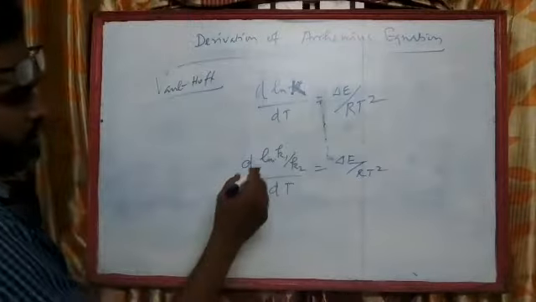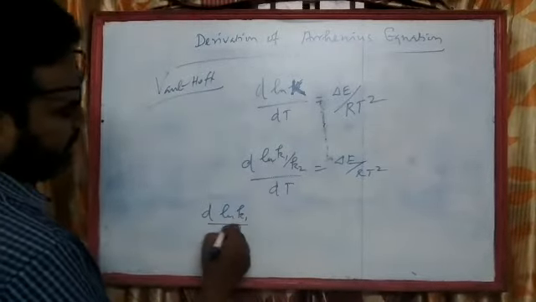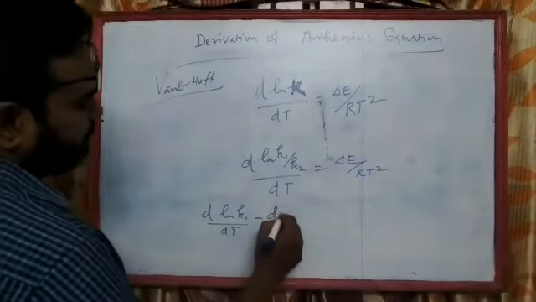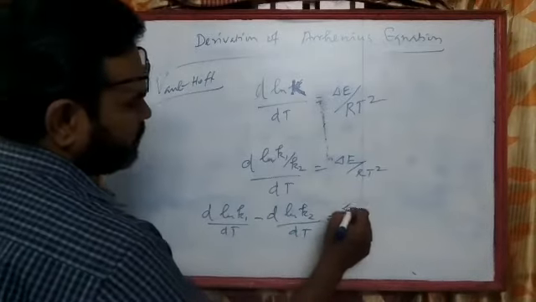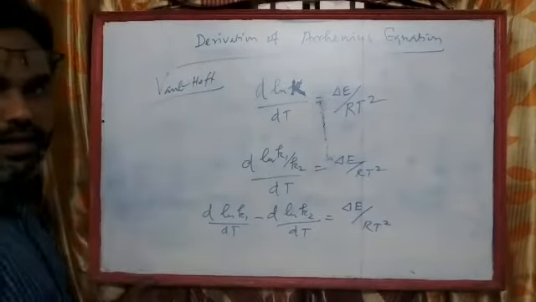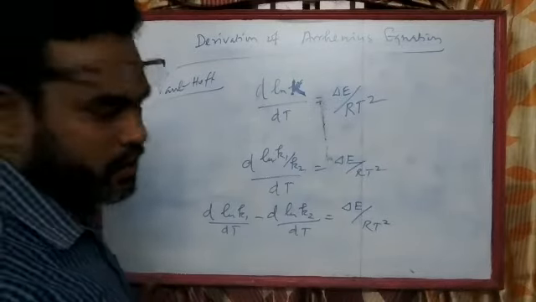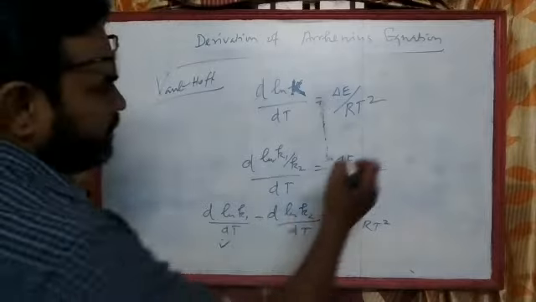Okay, so I can write this as d ln K1 by dt minus d ln K2 by dt is equal to delta E by RT squared. So this can be written in another way.